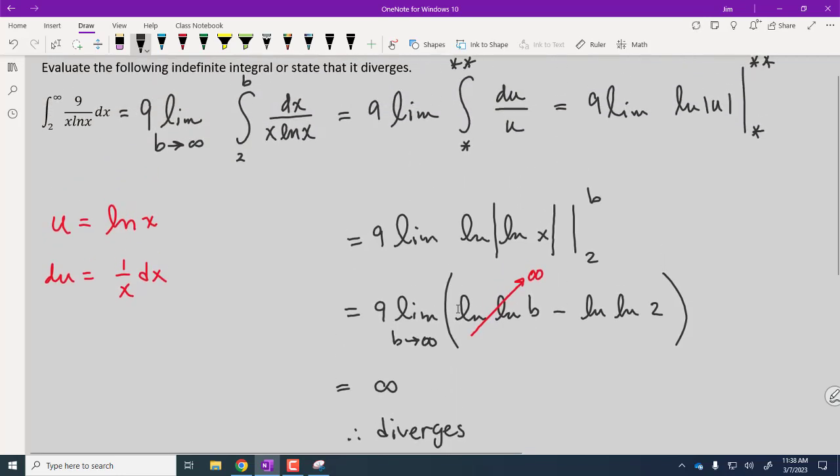So that function in the denominator, natural log of x, it's not enough to cause the fractions to go to 0 quickly enough for convergence. So it still diverges.